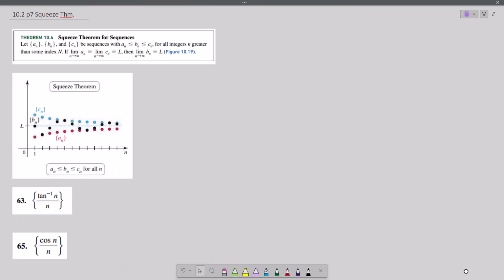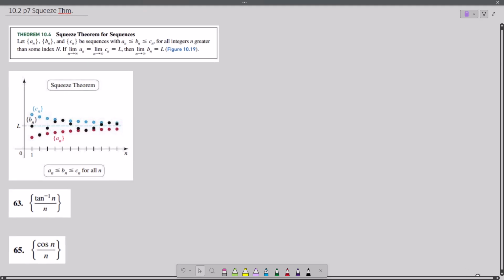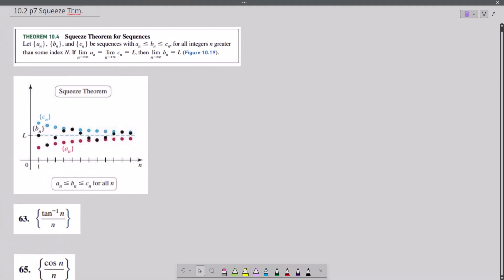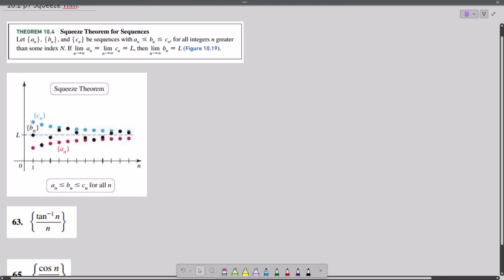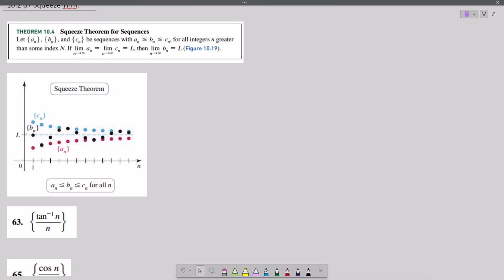Now in Calc 1, you also had this theorem called the squeeze theorem for functions. You had it for functions in Calc 1 when you were finding limits. And it's the same idea. So in Calc 2, when we're talking about sequences, we've got 3 sequences. And the B sequence is trapped in between the A and the C sequence. The B sequence is the sequence of black dots there.